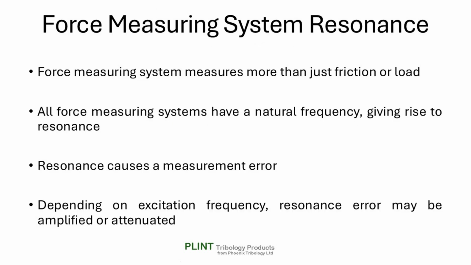Now, let's move on to force measuring systems. All force measuring systems have a natural frequency, giving rise to resonance, and resonance causes a measurement error. Depending on excitation frequency, the resonance error may be amplified or attenuated. Natural frequency is the frequency at which a system will vibrate after an initial disturbance. It is determined by the system's physical properties such as mass and stiffness.